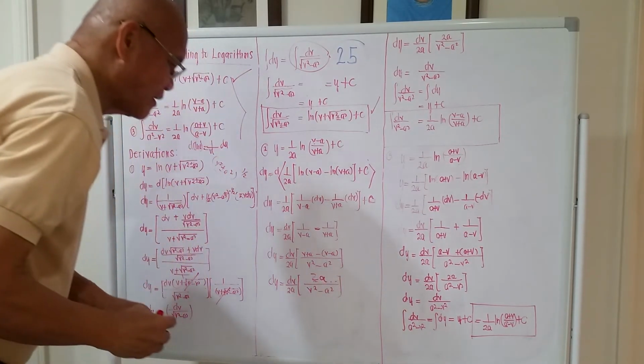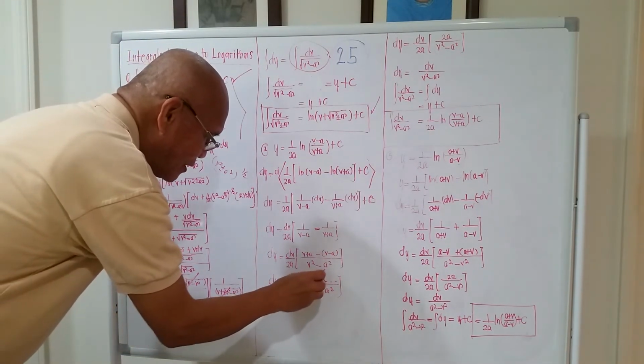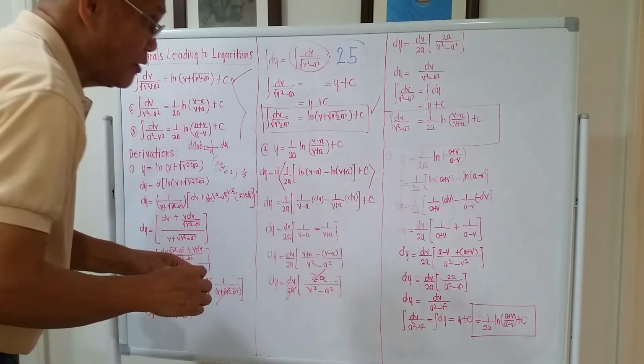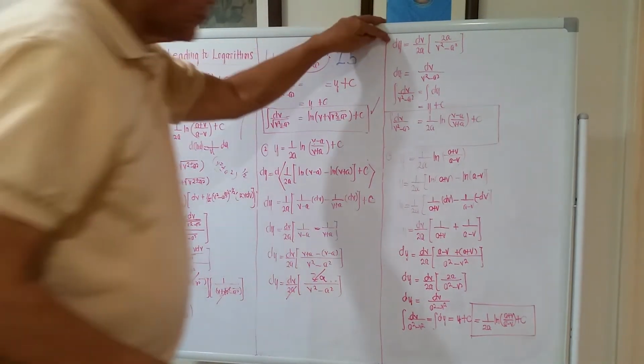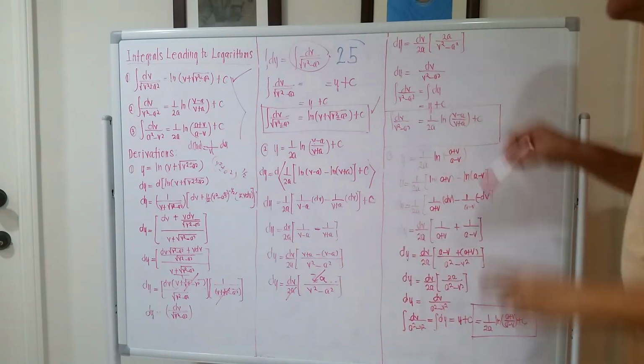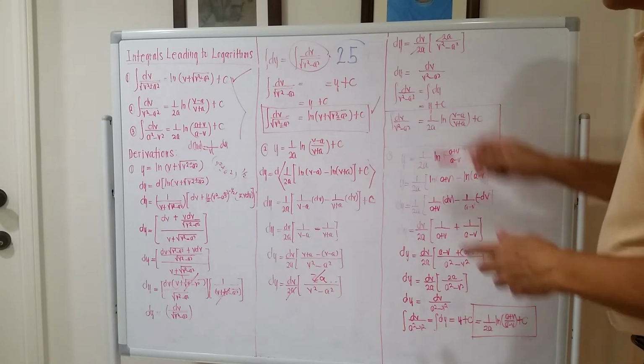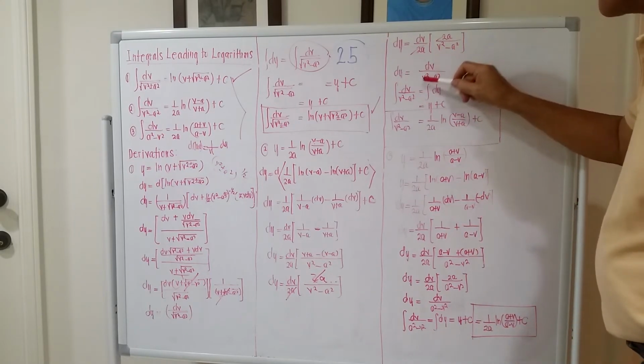This is 2a, right? And luckily, this 2a cancels with this. So dy now, I will continue here, is equal to, actually, what I've done here is this one cancels with this, okay? So dy now will be dv over b square minus c square.